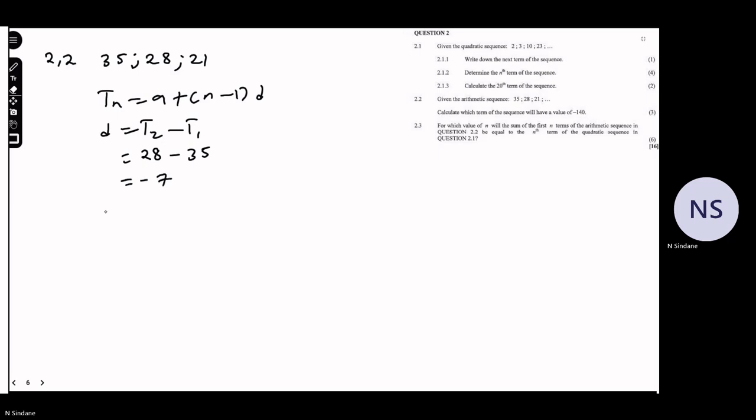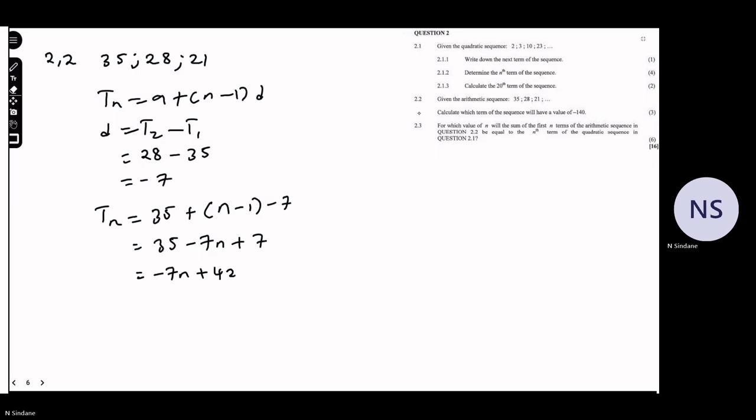And then Tn is equal to a, which is 35, plus (n minus 1) d, which is negative 7. And then here I'm going to have 35 minus 7n plus 7, and then this gives me negative 7n plus 42.